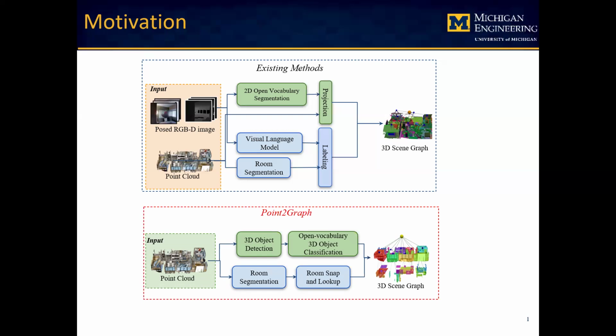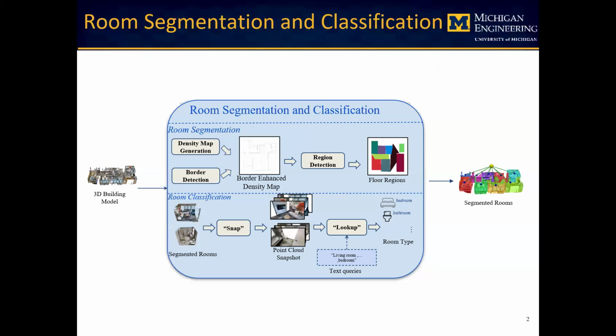Generally speaking, our framework consists of a room segmentation and classification module and an object detection and classification module. At the room level, we enhance segmentation performance by combining a geometry-based border detection algorithm with transformer-based region detection and forming a snap lookup framework for open vocabulary room classification.